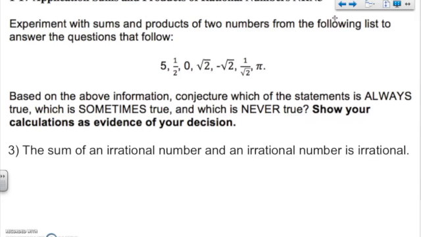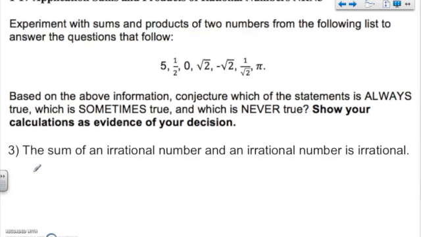Alright, so we are given the problem. The sum of an irrational number and an irrational number is irrational. And we're looking at problem number 3. Again, it's the sum of an irrational number and an irrational number is irrational. And we want to evaluate whether this is always true, which means no matter what numbers we're going to choose, it's always going to work. Whether it's sometimes true, or whether it's never true.